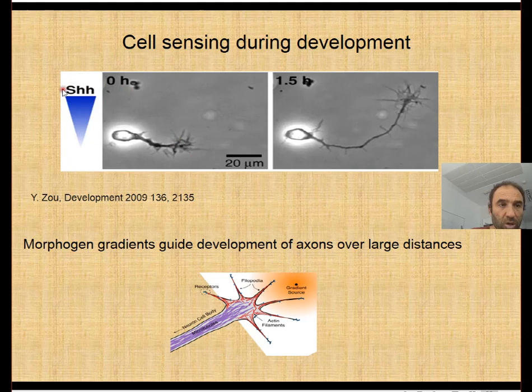This is another example where you have a morphogen gradient, sonic hedgehog, where you have here the growth cone, and after some time it creates a rotation, a turning, so that the neuron can go in the proper direction, as if it could sense precisely where the source is. And this morphogen gradient can guide the development of axons over these large distances, probably due to this specific organization of the growth cone, where you have specific receptors that are interacting with the guidance cues and are transforming this positional information into a specific oriented motion.